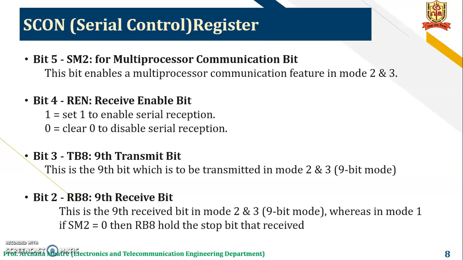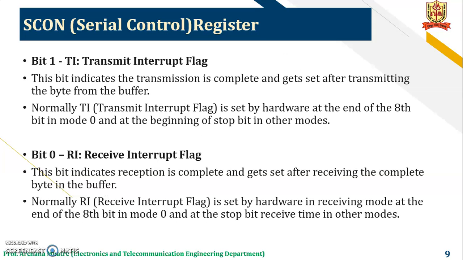Now next bit is bit number 3, which is TB8, the 9th transmit bit. This is the 9th bit which is to be transmitted in mode 2 and mode 3. As mode 2 and 3 are 9-bit modes, to transmit the 9th bit, TB8 is used, and similarly RB8 will receive the 9th bit in mode 2 and mode 3. Now next bit number 1, that is TI, the transmit interrupt flag.